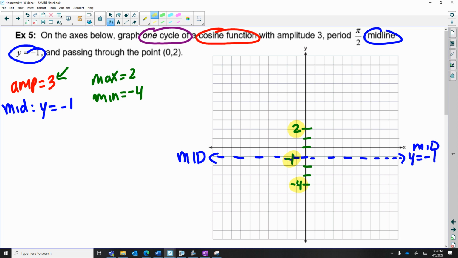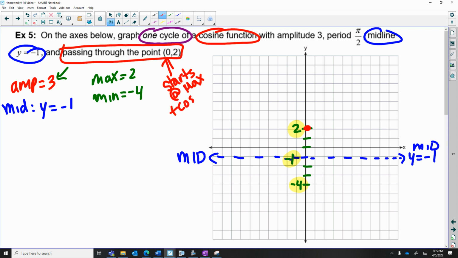Now this says it's a cosine curve, so keep in mind cosine usually starts at the maximum or the minimum, and it says it's passing through the point 0, 2. So 0, 2 is going to be x equals 0, y equals 2, which is this point here. So to me that means you're going to start at your maximum. If you're starting at your maximum, this means that it is a positive cosine curve.